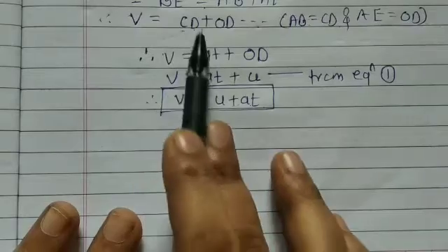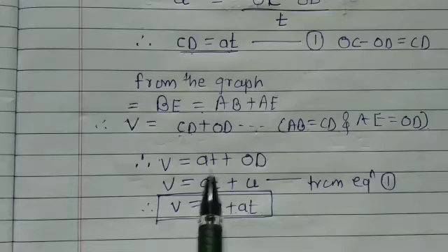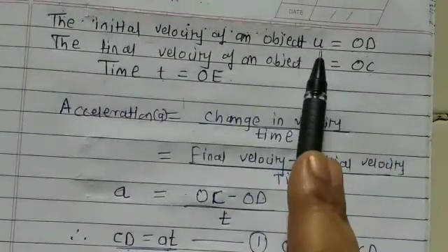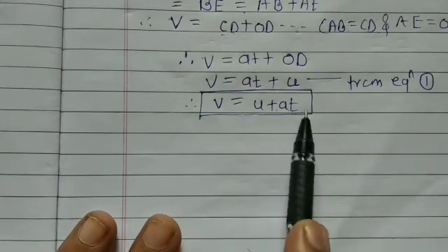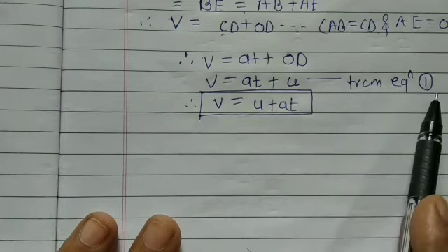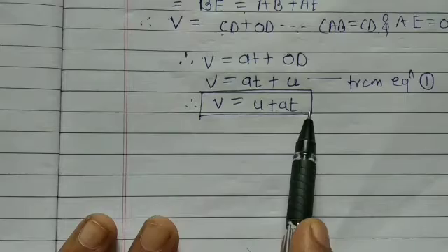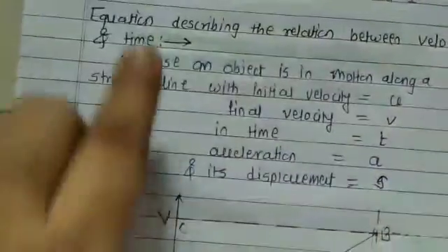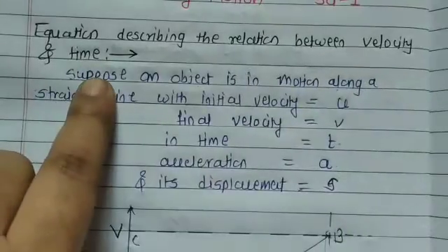Therefore, student, V is equal to, what is CD? See, from the first equation, CD is at. Put that value plus OD. What is OD? Initial velocity u. Put that u here. So we get V is equal to u plus at from equation 1. I rewrite and rearrange the equation and write V is equal to u plus at. That is the first equation, which describes the relation between velocity and time.